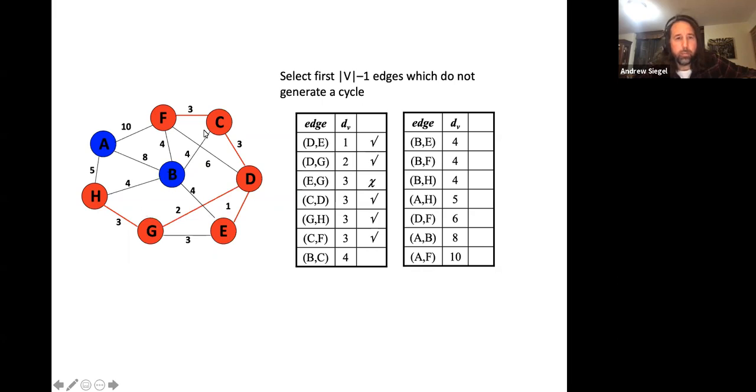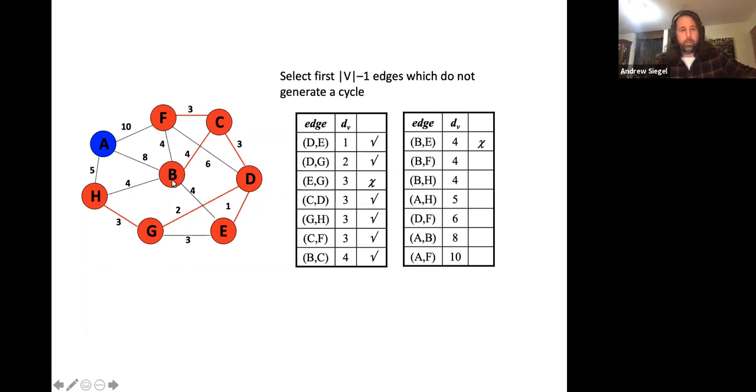BC, does that create a problem? Wait, B to C, no, because these are red. There's still no problem with B to C. B to E, that creates a problem, right? It creates a problem because, let's see, it's a little hard to see the red. If I go B to E, then I can go around and back. So that's going to be no good.